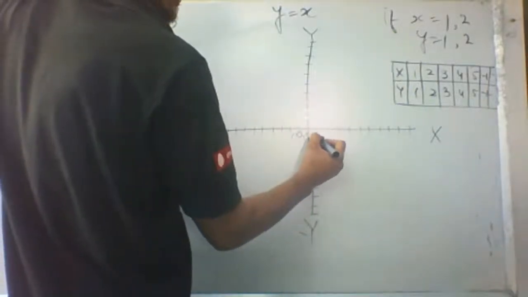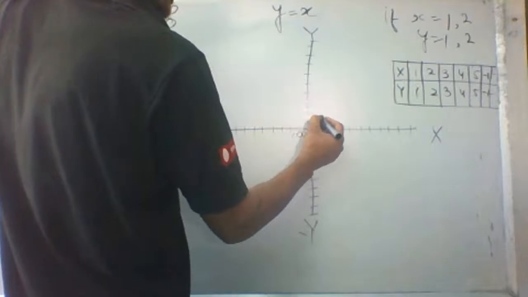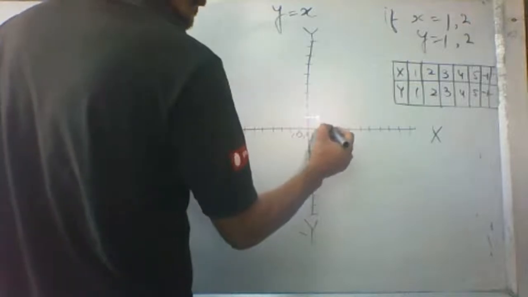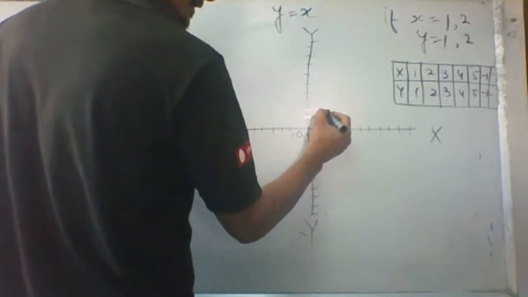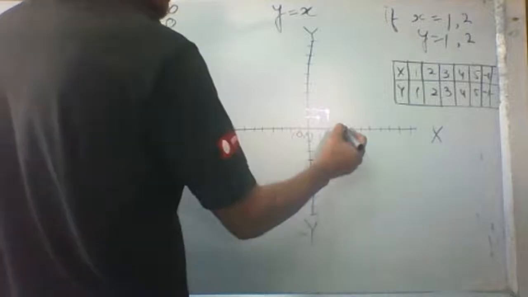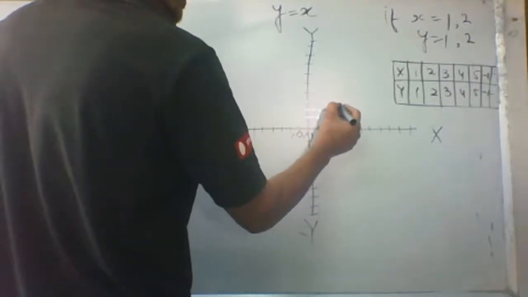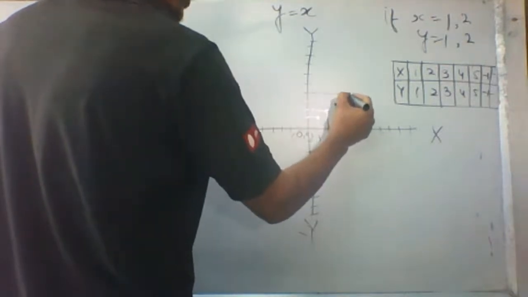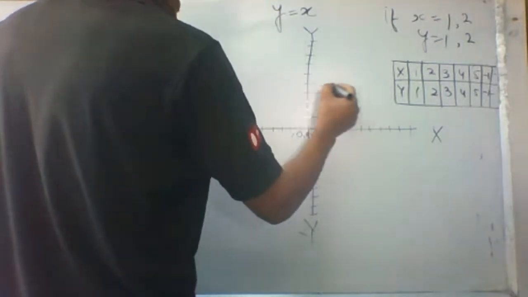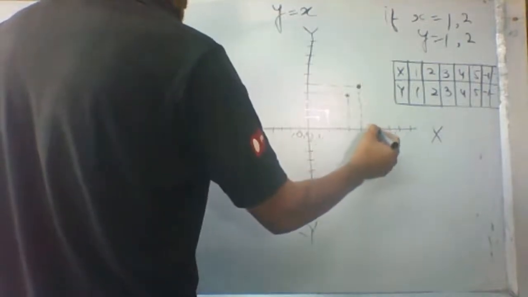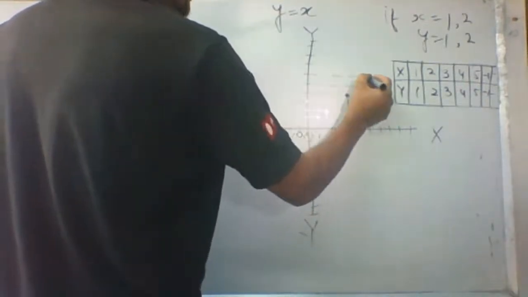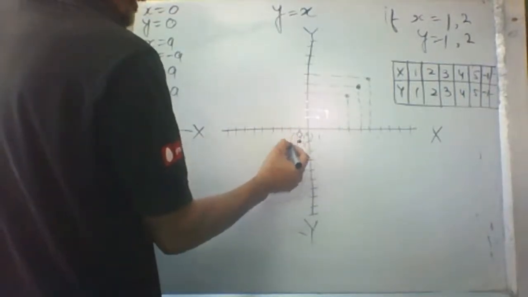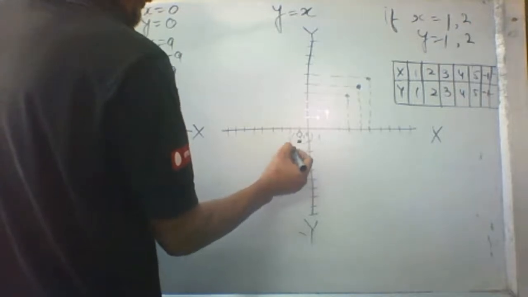Now 1 on the x-axis, 1 on the y-axis: bring it forward, bring it upward, and where it is meeting, put a point over there. Bring it upward, bring it forward, where it is meeting, put a point over there. Again, the same thing, and we are repeating it in the forward direction. We are getting different points, and for the value -1 we get a point here, for -2 we get a point here.